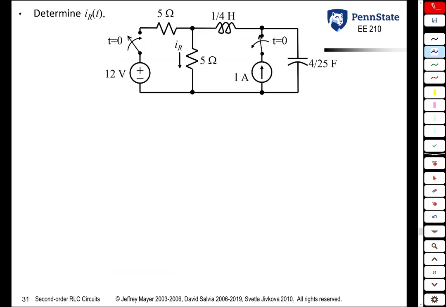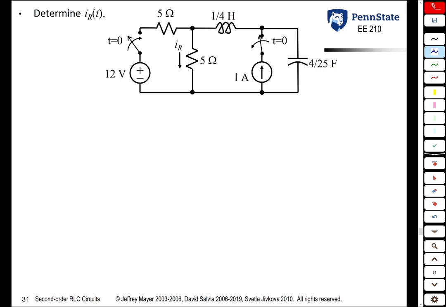Let's do a different example. This example is actually the most involved example in the entire EE210 class. It has many, many different steps. We'll go through them slowly so that we can see exactly how you can come up with the final solution.